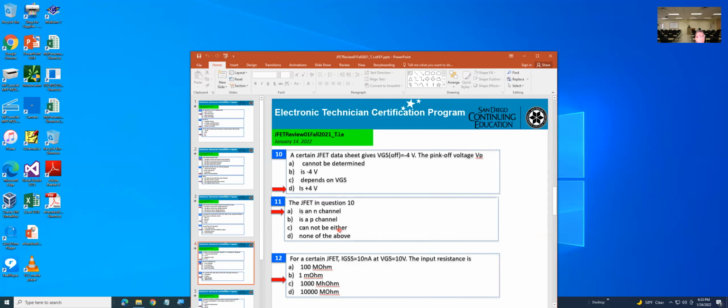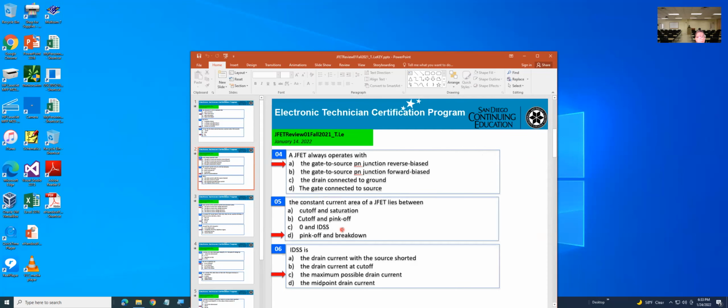Number 2, 3, 4, 5, 6. IDSF. The answer will be the maximum possible drain current. No more ID can be higher than IDSF.